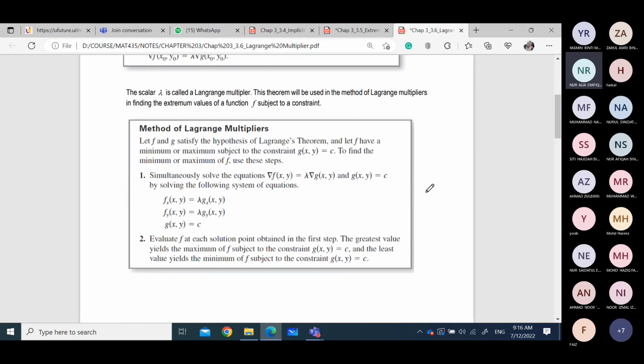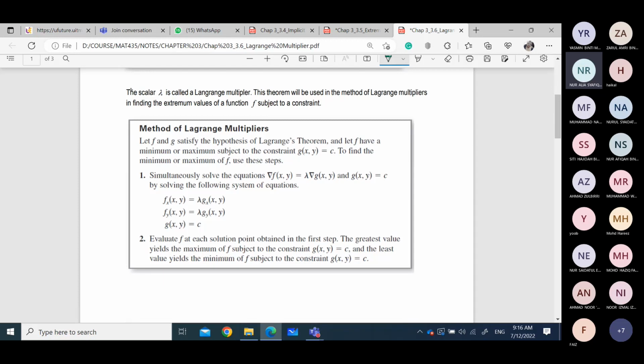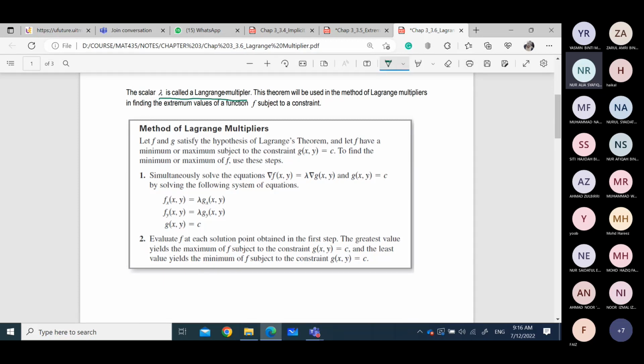Okay, so now the scalar lambda is called a Lagrange multiplier. So what is called the Lagrange multiplier is this one, the scalar lambda. Okay, so this theorem will be used in the method of Lagrange multipliers in finding the extremum values of a function f subject to a constraint. Okay, so now look at this method of Lagrange multipliers. Let f and g satisfy the hypothesis of Lagrange's theorem. Then let f have a minimum or maximum subject to the constraint g. To find the minimum or maximum of f, use these steps.